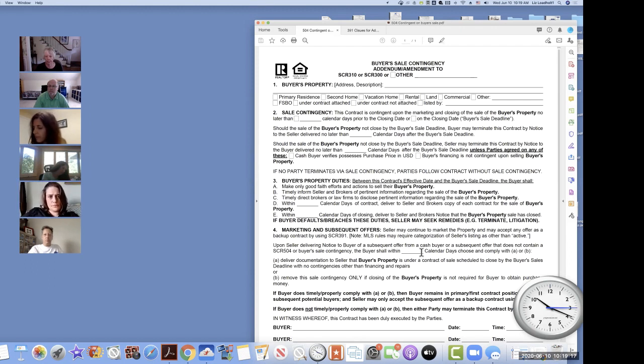Now, what is A or B? A is they have to deliver documentation to the seller that the buyer's property is under contract, scheduled to close by the buyer's sale deadline with no contingencies other than financing and repairs. Or B, they remove the sale contingency only if closing of the buyer's property is not required by buyer to obtain the purchase money. So either of those two will exist. The buyer can choose one of these two if the seller gets another offer. But he has to be able to comply within how many calendar days is here.